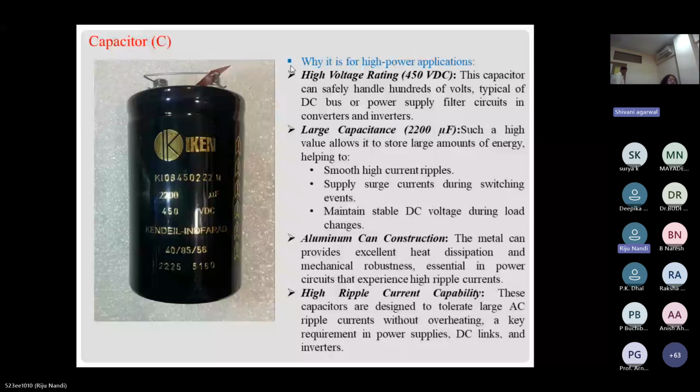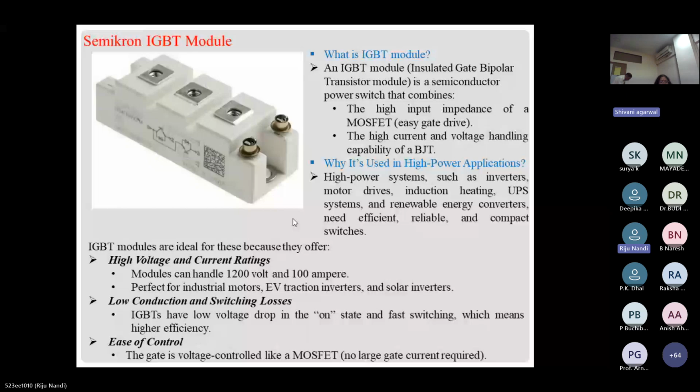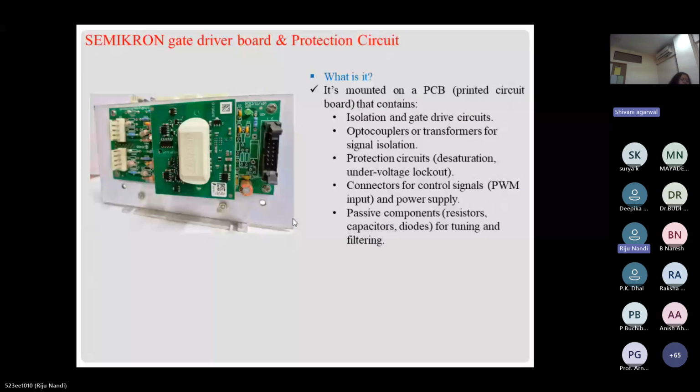This is a Semikron gate driver board and protection circuit. It is the gate driver board, and the protection circuit protects the IGBT module, because the price of an IGBT module is very high compared to a simple IGBT. So you have to protect that IGBT, which is why I am using the Semikron gate driver board and protection circuit.